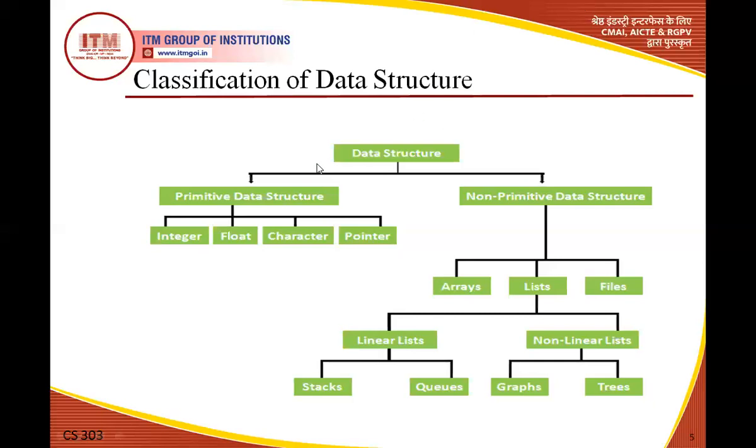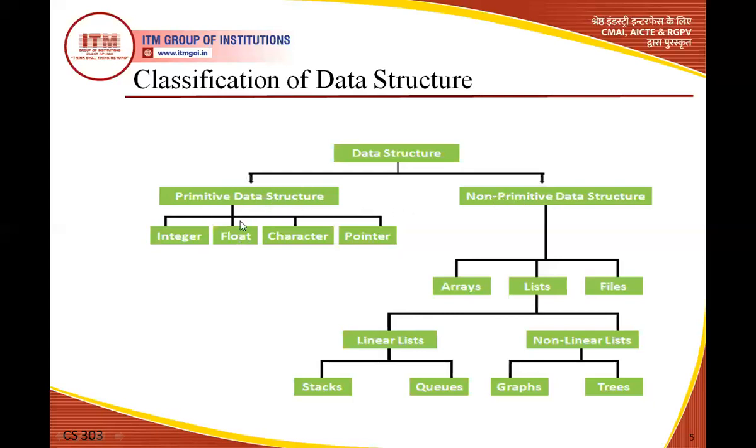The first one is primitive data structure. The second one is non-primitive. Primitive means that there are some primary data structures where we can store data. Generally we use integer type data. In a variable we can store integer data, float data, character data, and pointer type data. A pointer is just like an address. Pointer type data means that we can store an address in a particular variable. So these are also called primary data structures.